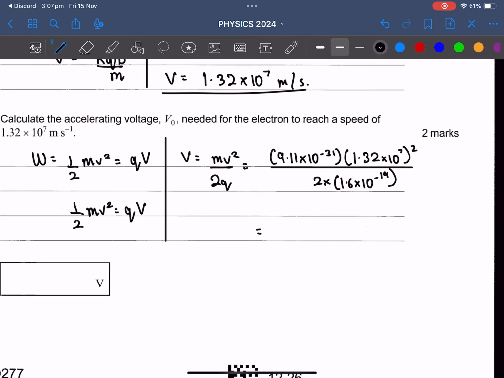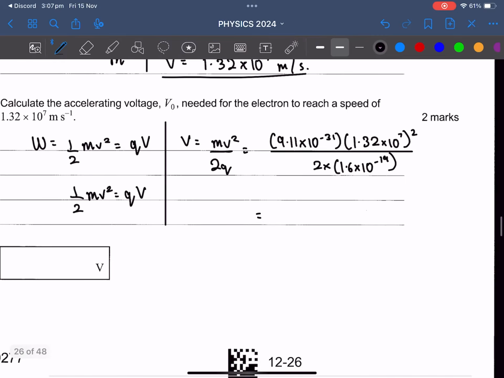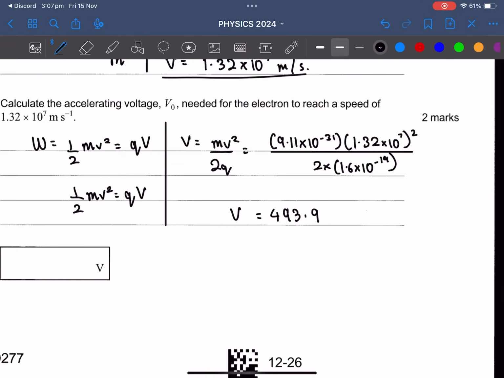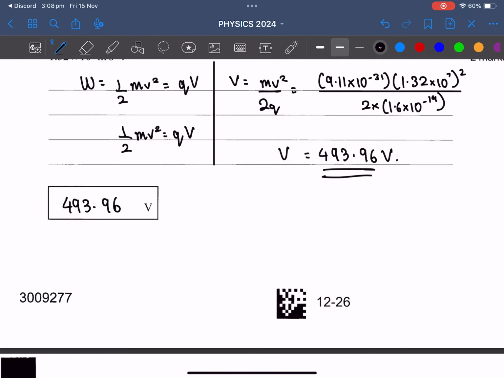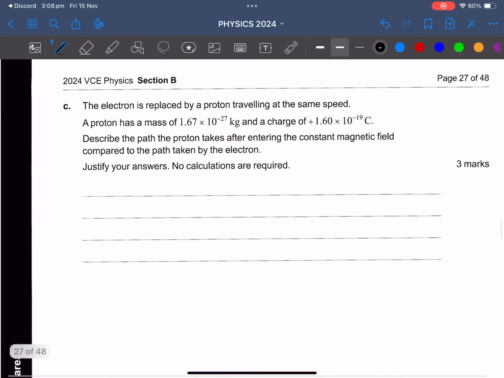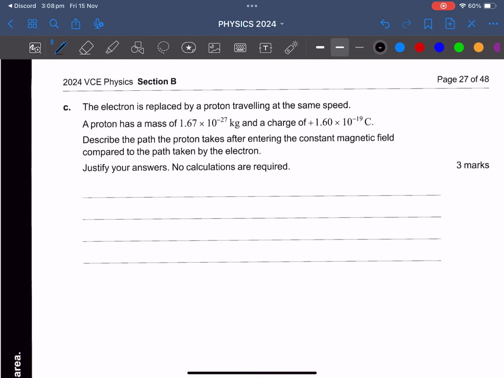So let me put that in my calculator. So I get 9.11 times 10 to the minus 31 times that whole square, 2 times 1.6 times 10 to the negative 19. That gives me, so voltage is 493.96 is my answer. Okay, 493.96 should be good. Okay, the electron is replaced by a proton traveling at the same speed.